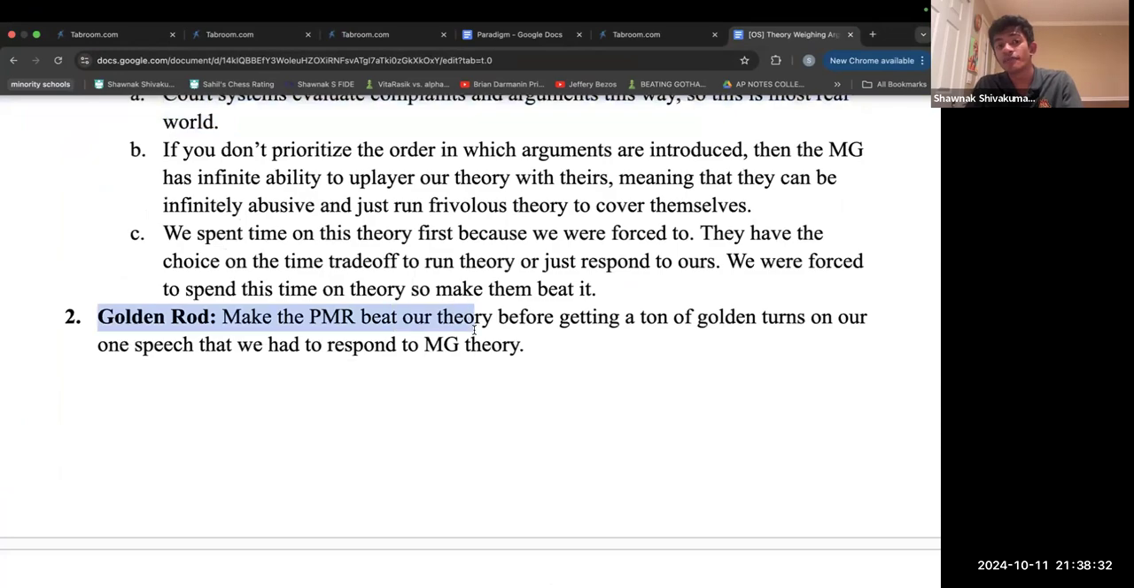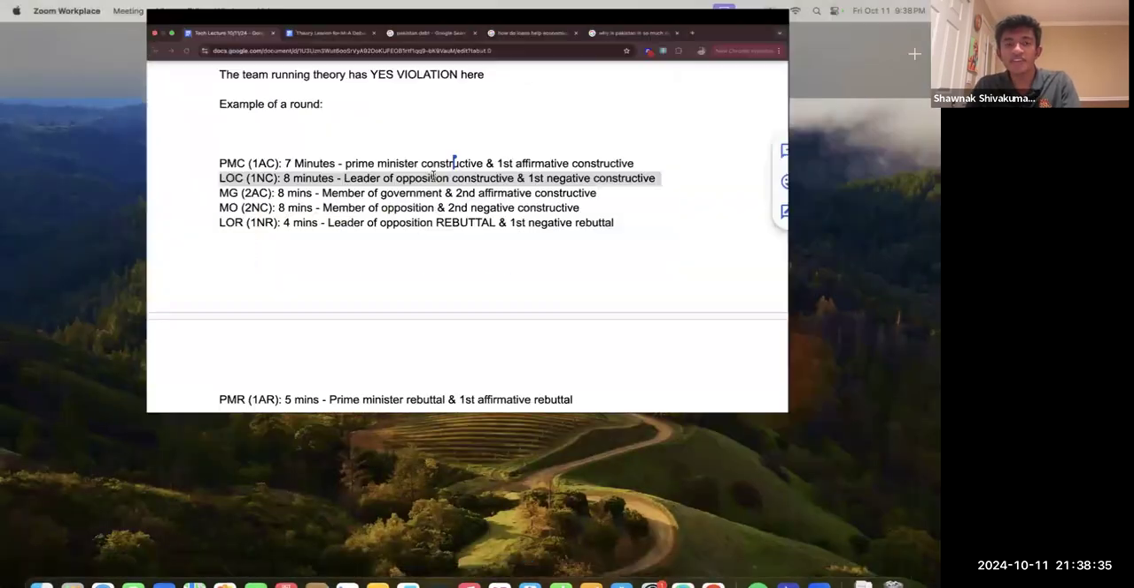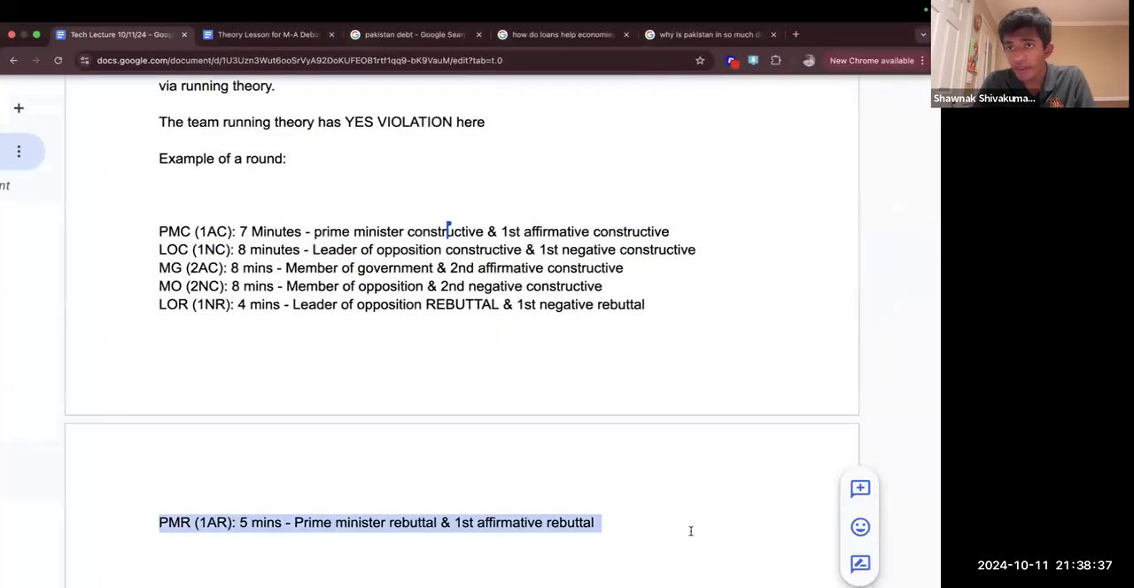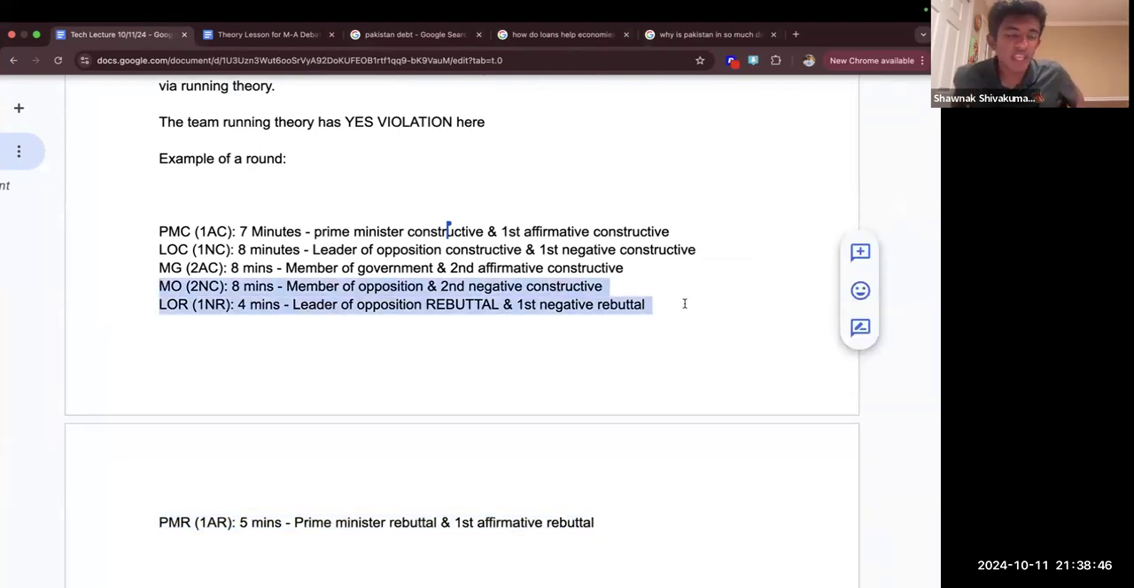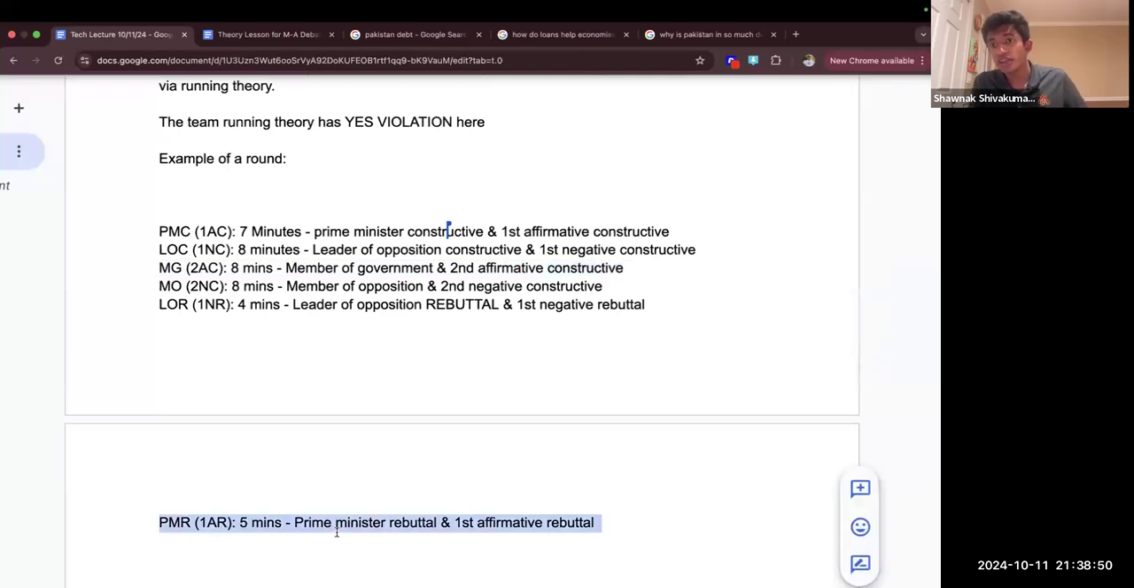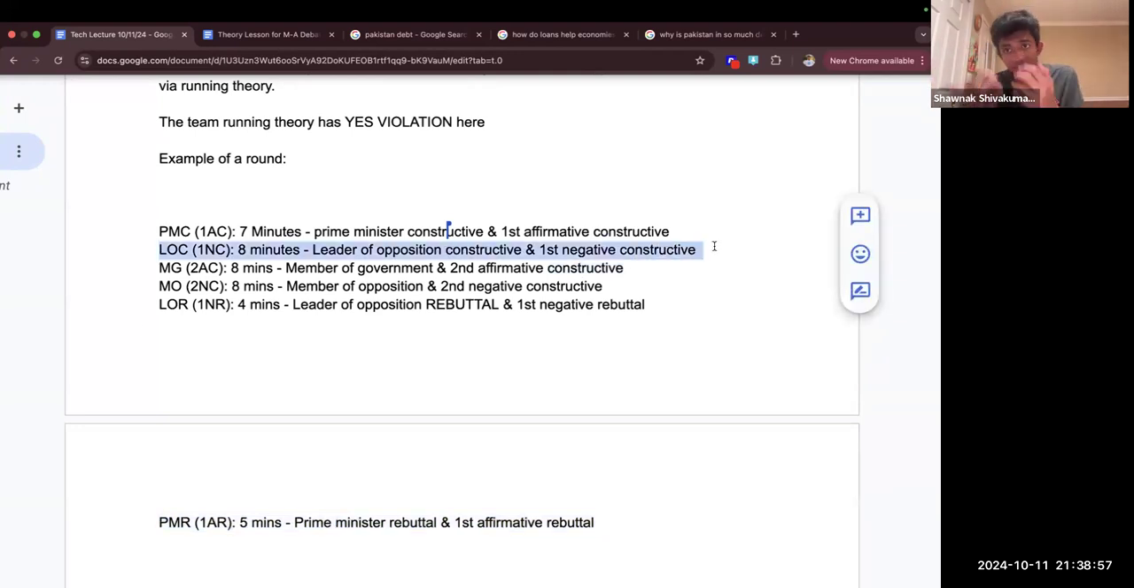Second, the argument that the AF has the last speech. The AF has the final say, right? So the AF can come up and say, if MG theory comes first, then they can just spend all their time on MG theory and possibly win the round by having the final say. However, if LC theory comes first, they have to still win LC theory and they have to win MG theory, right? So it forces them to actually engage with our arguments.